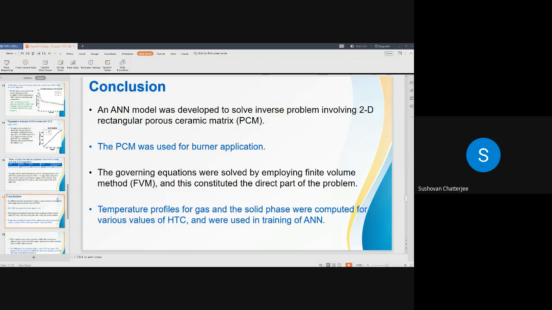This method is actually used to solve the inverse problem, to reduce the radiation problem in the porous ceramic matrix. Inverse problem, okay, but if we can directly solve the direct problem, then only can we think of the inverse problem, no? Yes, sir. To reduce the radiation problem in the porous ceramic matrix, for the purpose of minimizing the heat loss. Okay? Yes, sir.